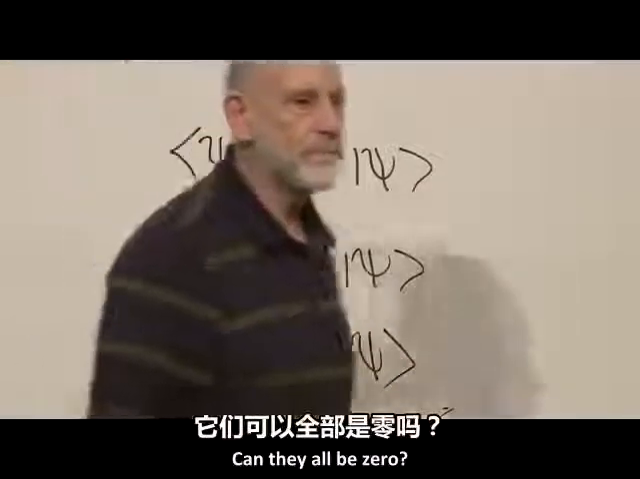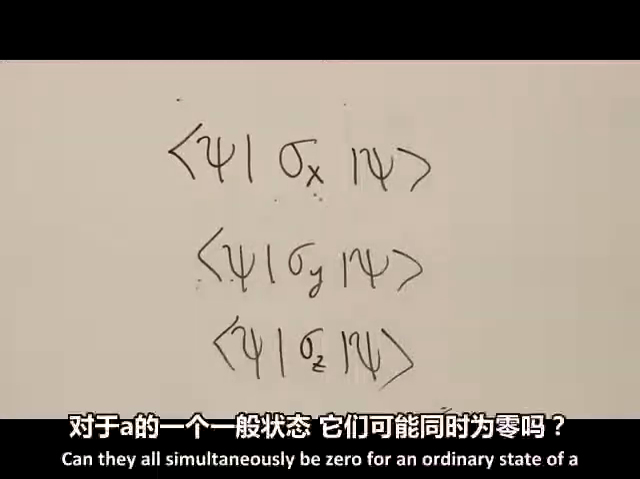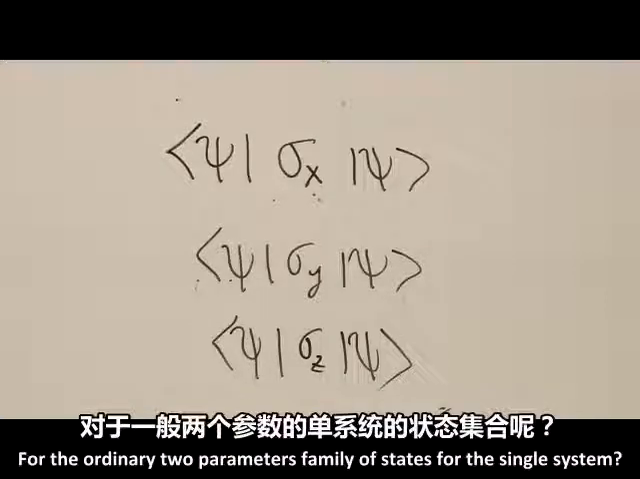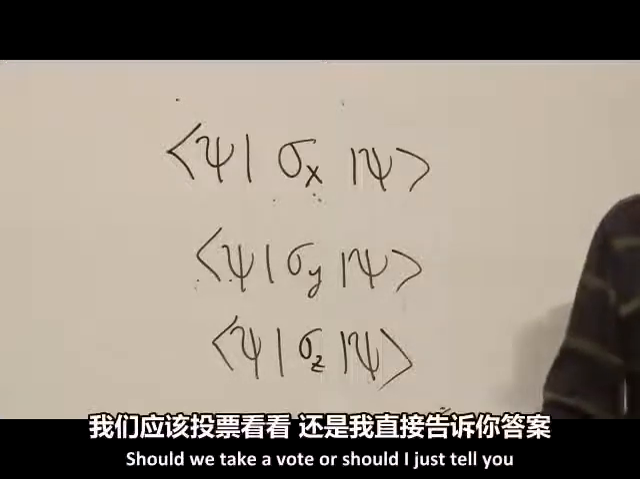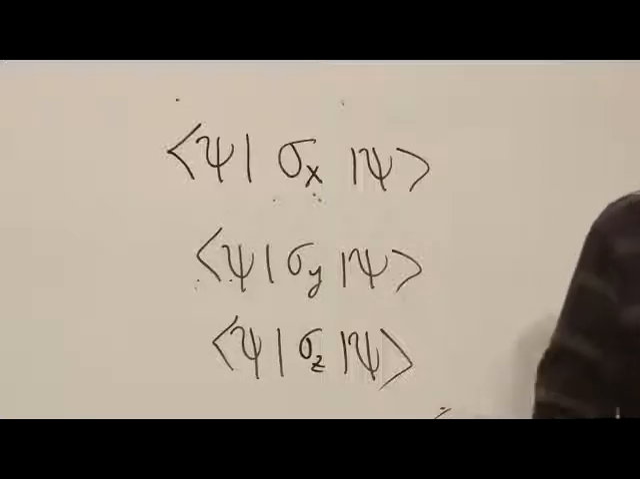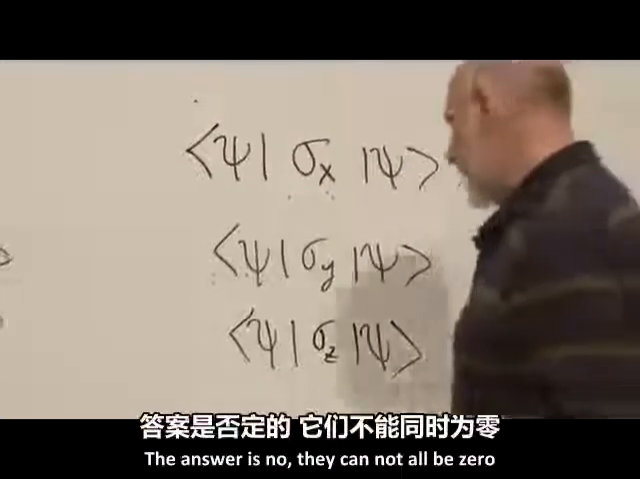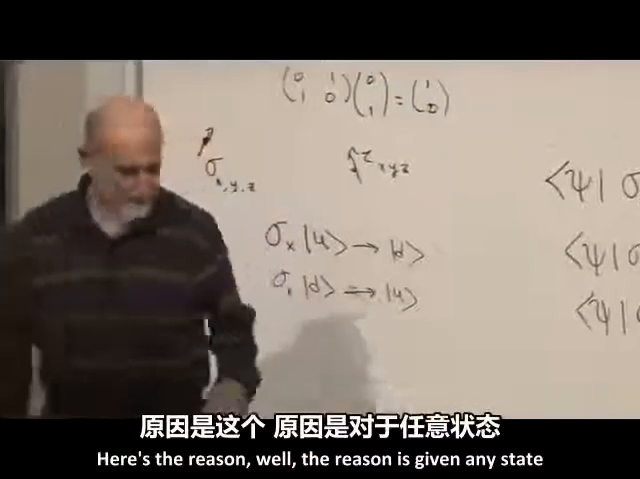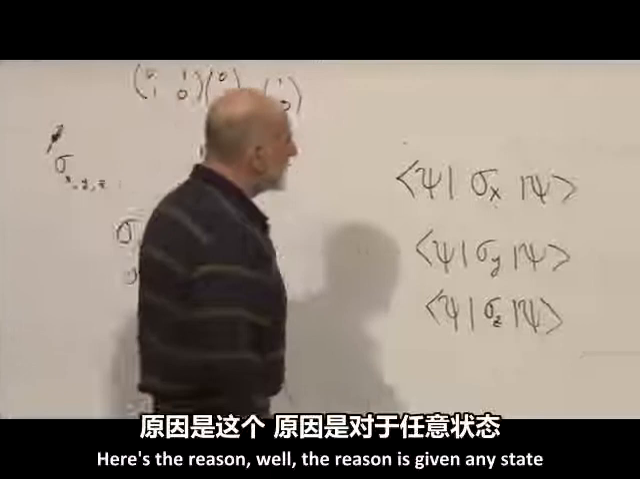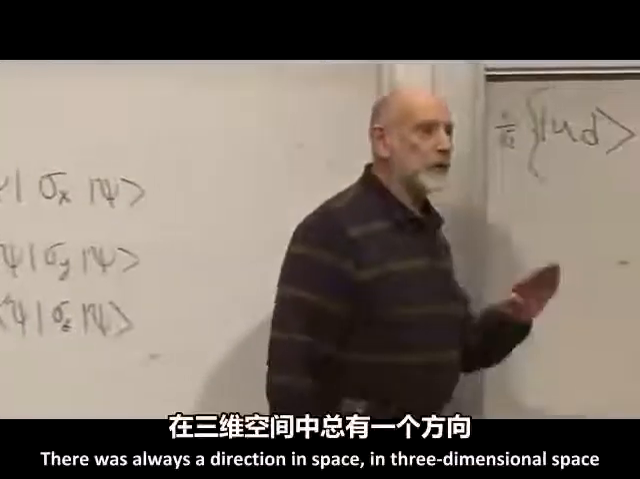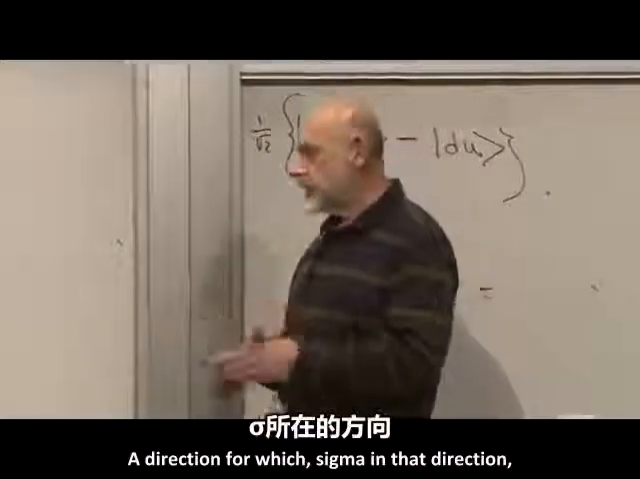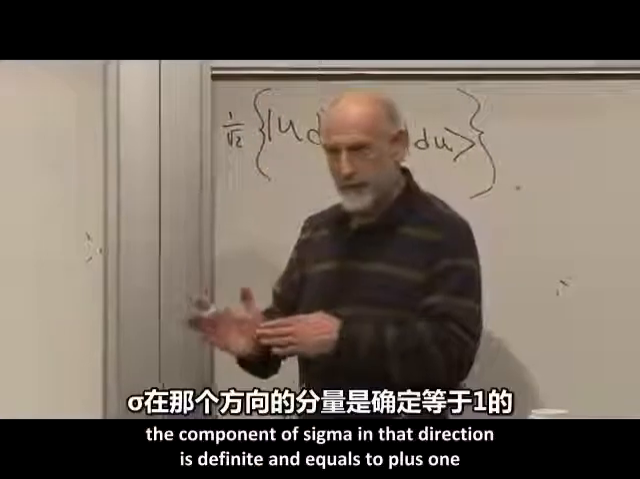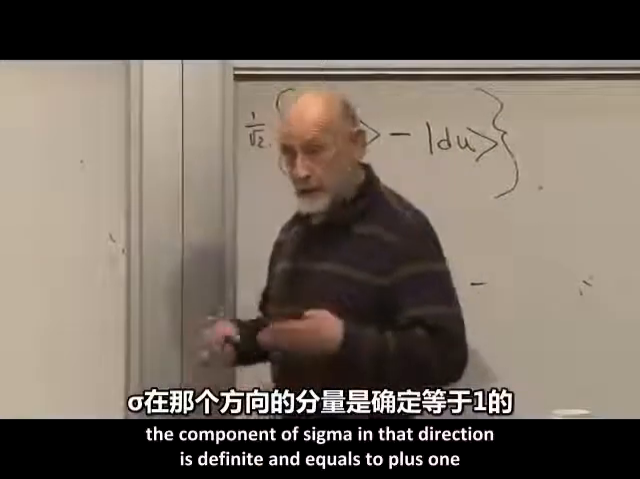Can they all simultaneously be 0 for the ordinary two-parameter family of states of a single system? Should we take a vote, or should I just tell you? The answer is no. They cannot all be 0, and here's the reason. Given any state, there is always a direction in three-dimensional space for which the component of sigma in that direction is definite and equal to +1.